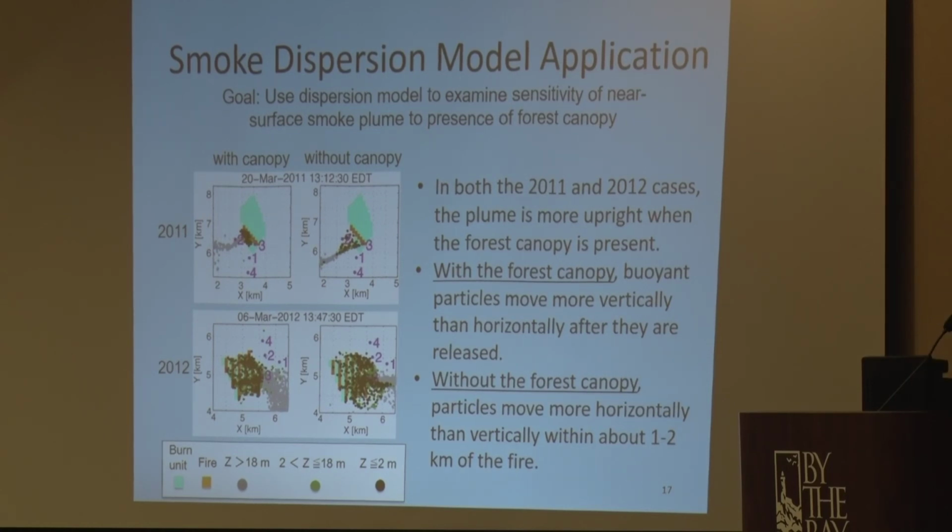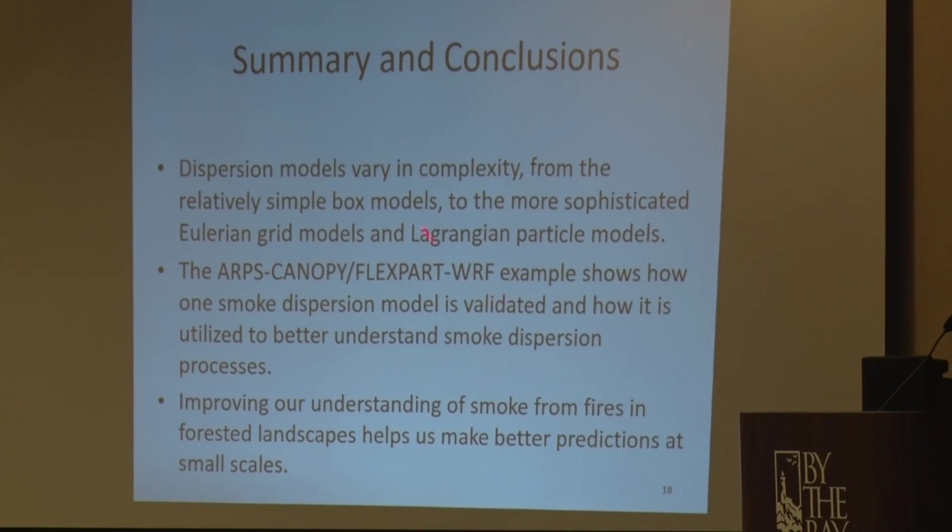So we're able to use this dispersion model to help us understand some of the processes that go on within the forest canopy. Dispersion models vary greatly in complexity, from the very simple box models to the more sophisticated grid and particle models. This particular example shows how one smoke dispersion model is validated and how it can be utilized to better understand these processes. And hopefully what's coming out of this is that it improves our understanding of smoke from fires in forested land, which helps us to make hopefully better predictions at these smaller scales.